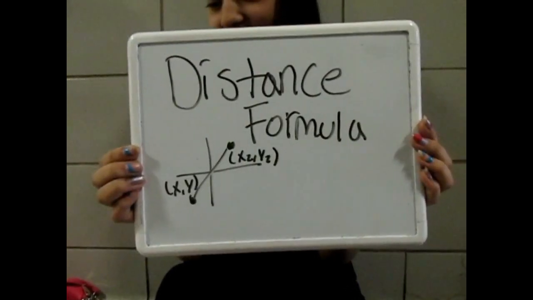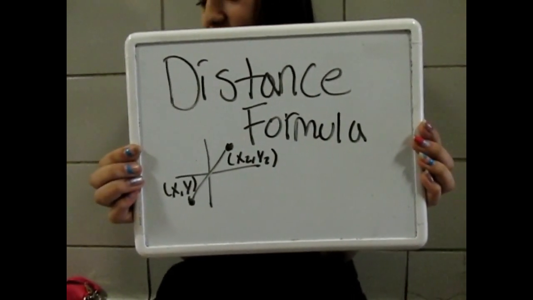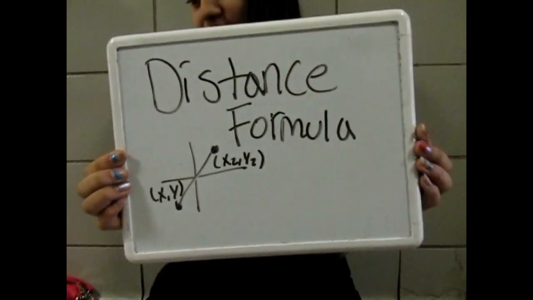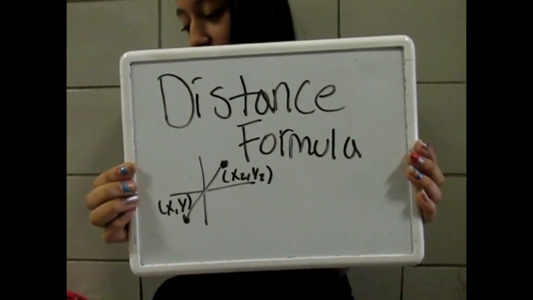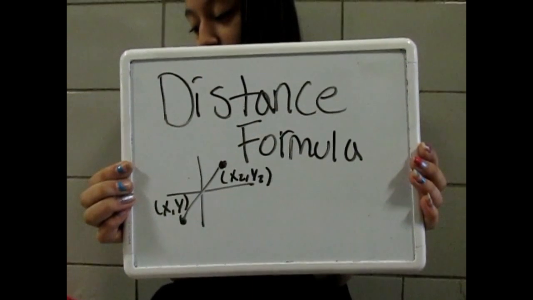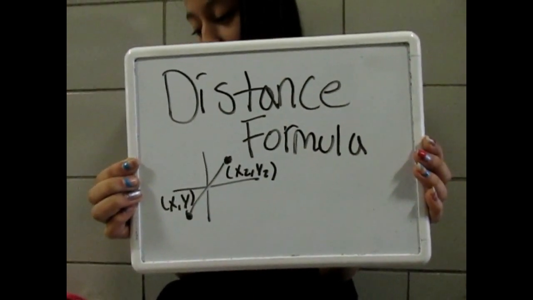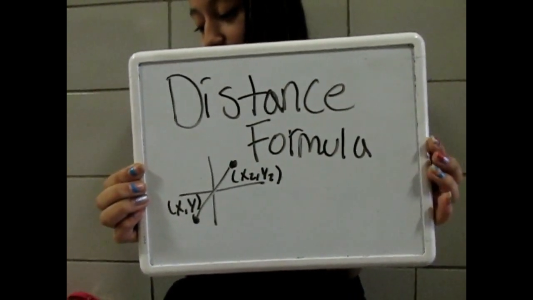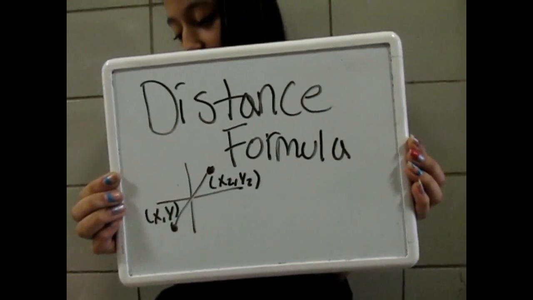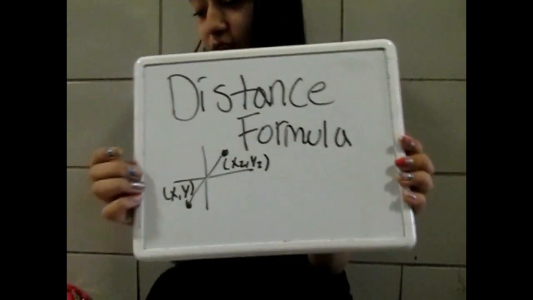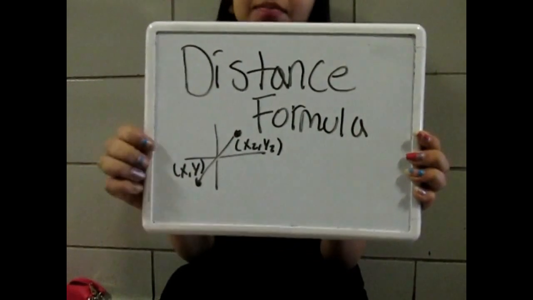The distance formula is derived by creating a triangle and using the Pythagorean theorem to find the length of the hypotenuse. The hypotenuse of the triangle is the distance between the 2 points. So here I made an example.